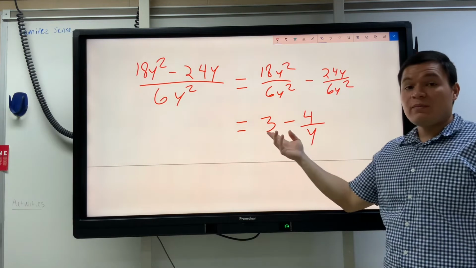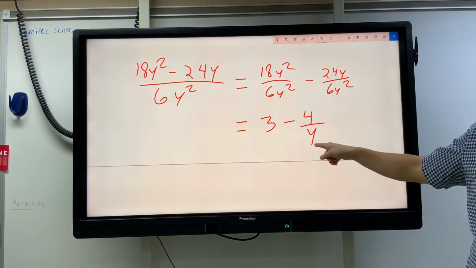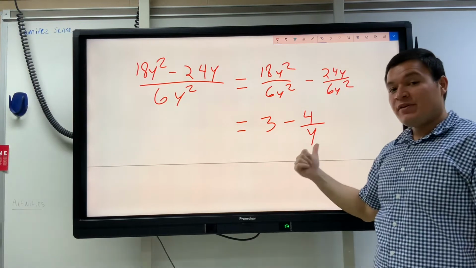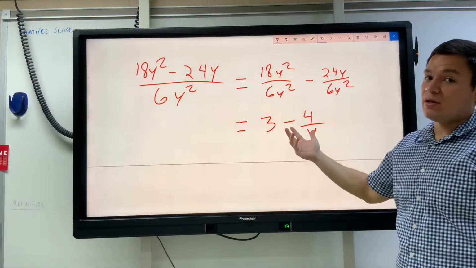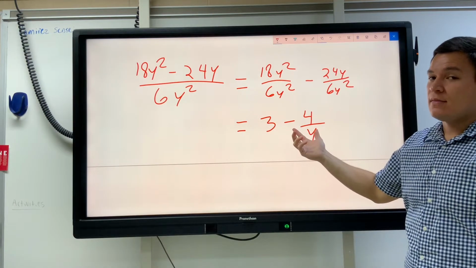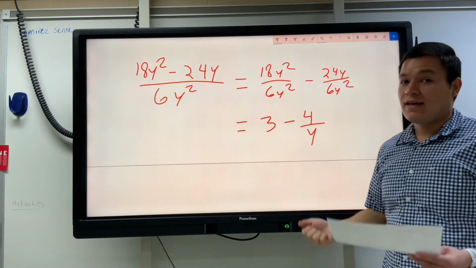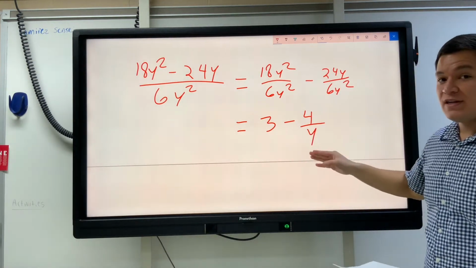Here I have 3 minus 4 divided by y. The y is in the denominator. So if this y is in the denominator in the end, is this final answer a polynomial? If you flip back a couple pages in your notes, you'll see that in the definition of a polynomial, there are no variables in the denominator.